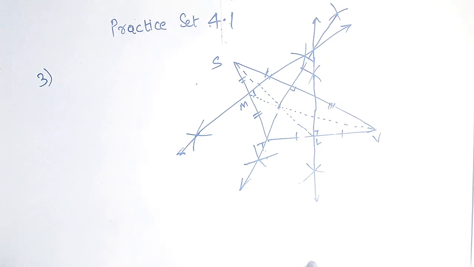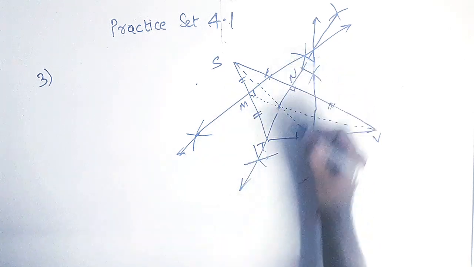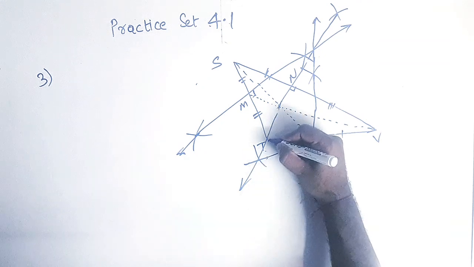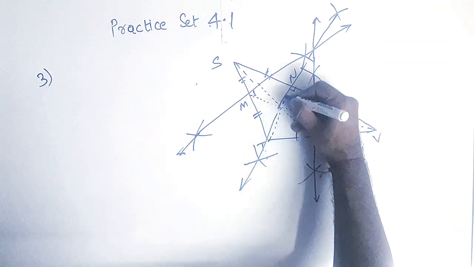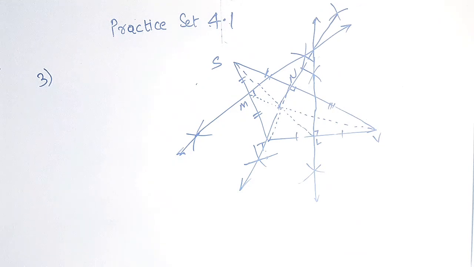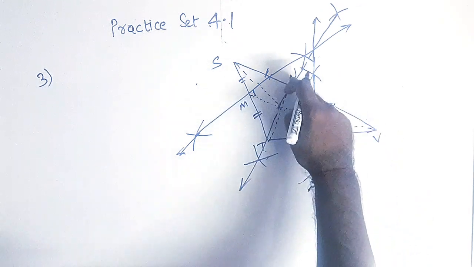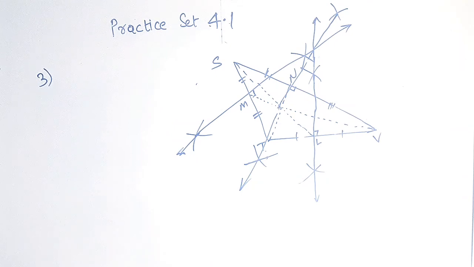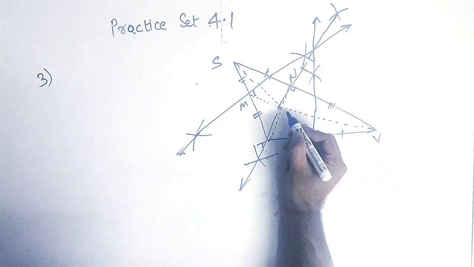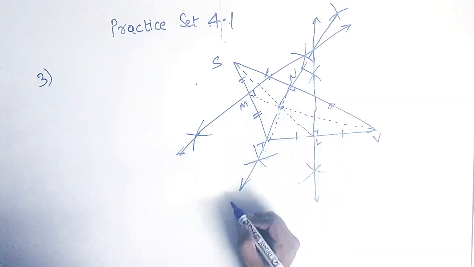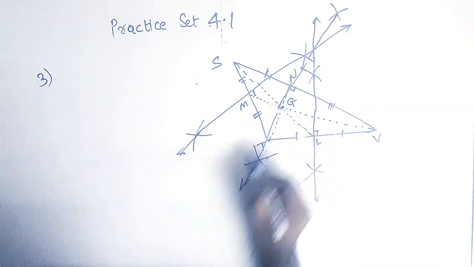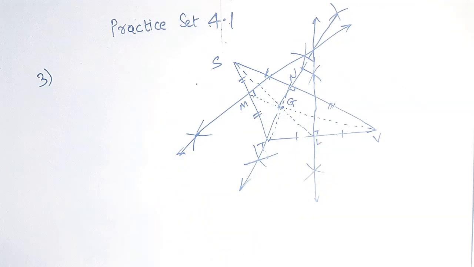And lastly this is LM, this I'll give N. So TN, this is your third median, TN. And show the centroid. The point of concurrence, the point at which the three medians meet, is called the centroid, and that is denoted generally by G. Centroid is denoted by G. Okay, children, then we'll move to the fourth one.